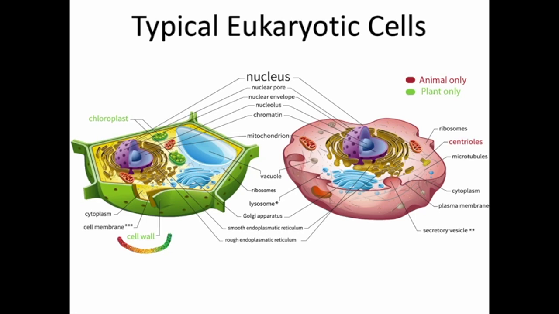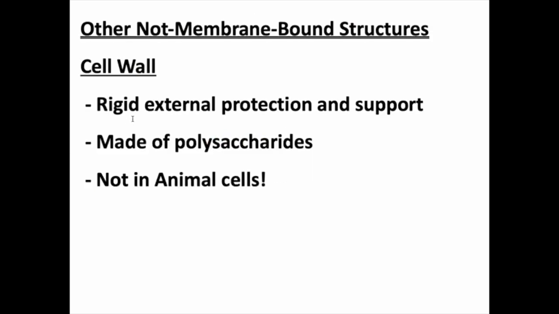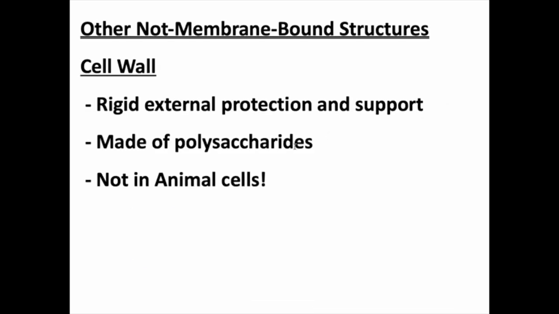I should point out, this is actually found within prokaryotes as well. They build it out of different compounds, but yeah, prokaryotes in general have a cell wall also. The purpose: rigid external protection and support. Made of various polysaccharides. Call back to this slide. When we were talking about polysaccharides, I specifically used cellulose as an example. That's part of the plant cell wall here. So, yep, that's fun to come back to. These cell walls are made of polysaccharides.